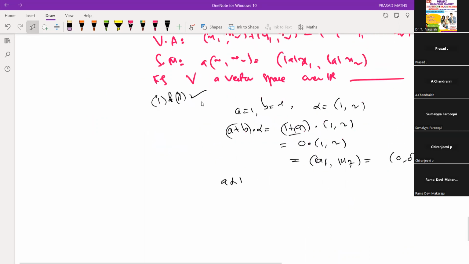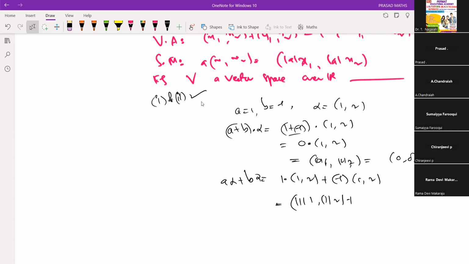What is the right side? A alpha plus B alpha. A is 1 into (1, 2). B is -1 into (1, 2). This is nothing but (mod 1 into 1, mod 1 into 2) plus (mod -1 into 1, mod -1 into 2). Mod 1 is 1, 1 into 1 is 1, 1 into 2 is 2, plus mod -1 is also 1, so 1 and 2. That means (1 plus 1, 2 plus 2), that means (2, 4).